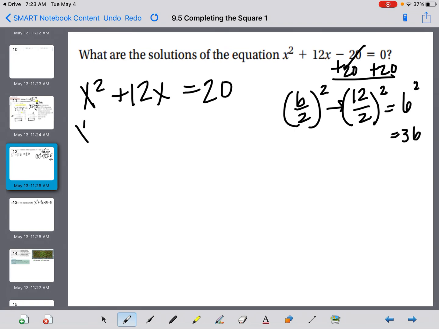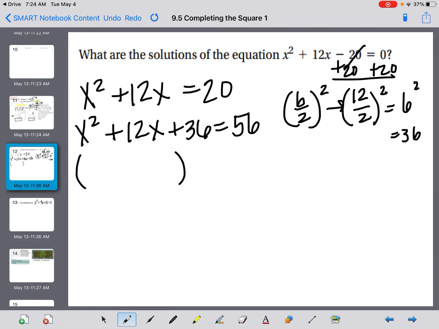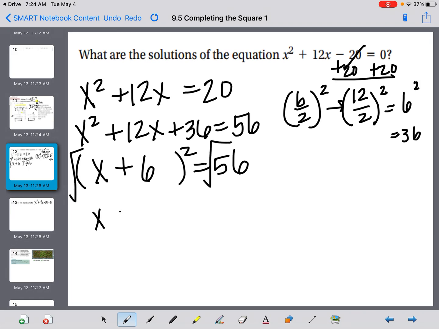So we're going to add 36 to both sides. X squared plus 12x plus 36 equals 56. When I factor this side, remember that 6 is what was inside here, so I'm going to have x plus 6 squared equals 56. Then I'm going to take the square root of both sides, which will leave me with just x plus 6 over here, and the positive and negative square root of 56 over here on this side.